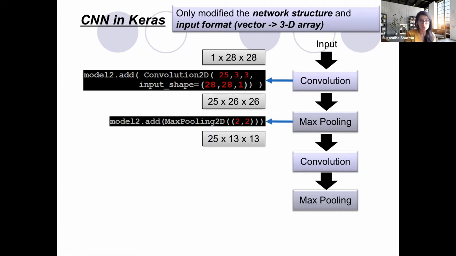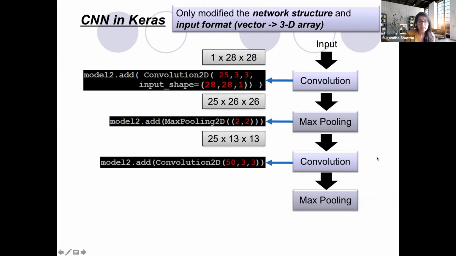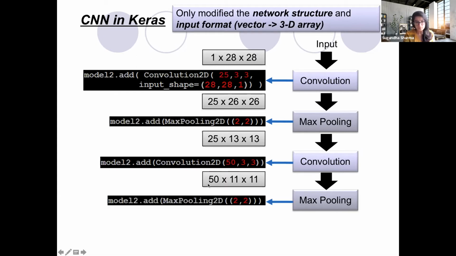And then we apply max pooling. Because we are applying max pooling on a region of 2 by 2, this reduces each of these 26 by 26 images to 13 by 13 dimensions. And then we can further apply convolution again. This time we're using 50 filters of dimensions 3 by 3. That reduces our images to 11 by 11. But because we are using 50 filters, the depth is 50. And then we again apply max pooling, and that further reduces these 11 by 11 images to 5 by 5.